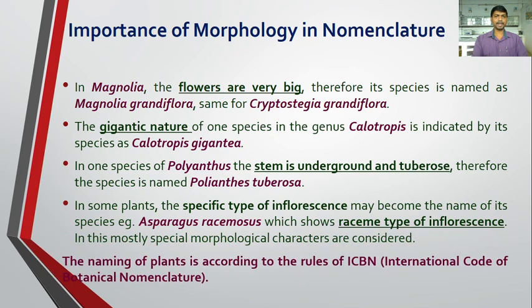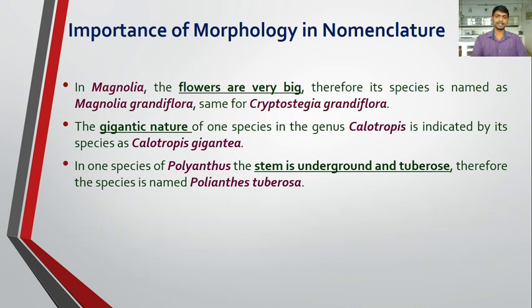The naming of plants is according to the rules of the ICBN, International Code of Botanical Nomenclature. So the naming of the plant has been done with the help of morphological characters or morphology, that is, the special morphological features that are found in the plant. So these are some examples where the naming of the species and the genus has been done on the basis of morphology or morphological characters.